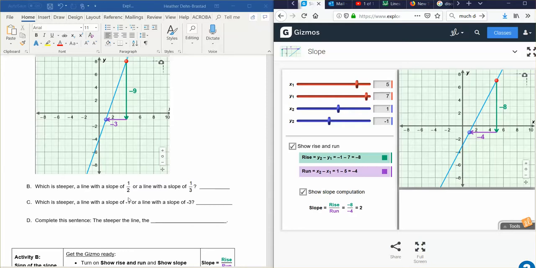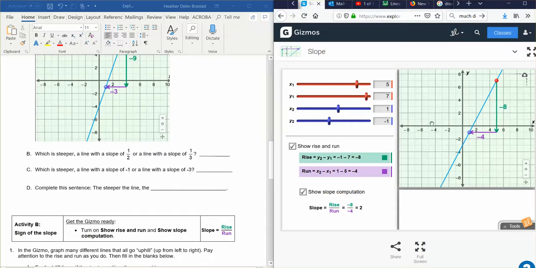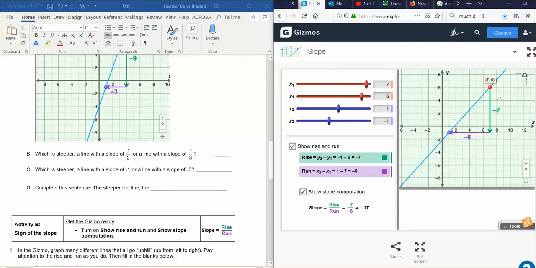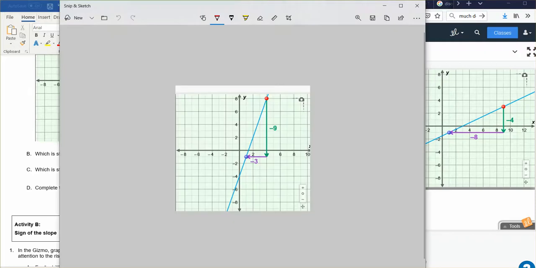Which is steeper, a line with a slope of 1/2 or a line with a slope of 1/3? Okay, so we need to make our slope different so that we can check. Right now our slope is 0.5. That's the same as 1/2. 4/8 is the same as 1/2. So that's our slope of 1/2. Now let's try to find a slope of 1/3.